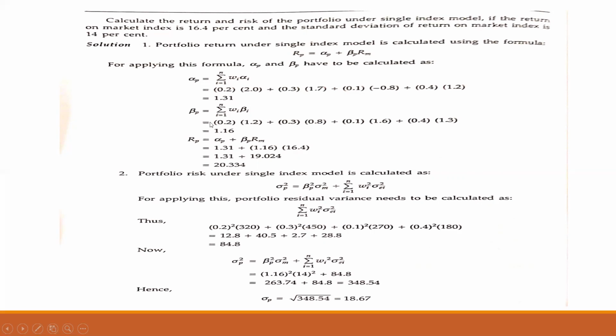The beta portfolio has already been calculated. That is 1.16. We need to find the square as per this formula. Then we have the standard deviation value as given in the question, which is 14. The variance is nothing but the square of the standard deviation. So we are calculating 14 square plus the second part we have calculated as 84.8.